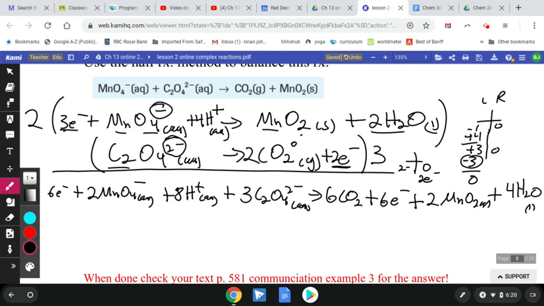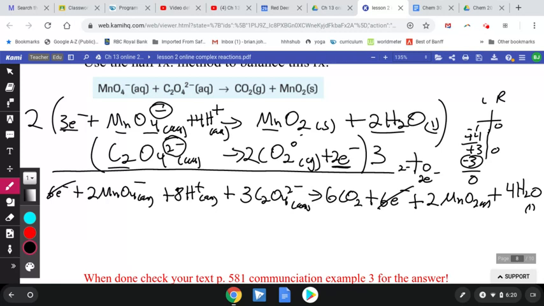Okay, it looks like the only things that cancel out are the 6 electrons. Yeah, that's it. That is my balanced half reaction. So we got 8 and 2 and 3 and 6 and 2 and 4. Good. Okay. I would put that one as like a 4 out of 5 for difficulty. It's a lot going on there.